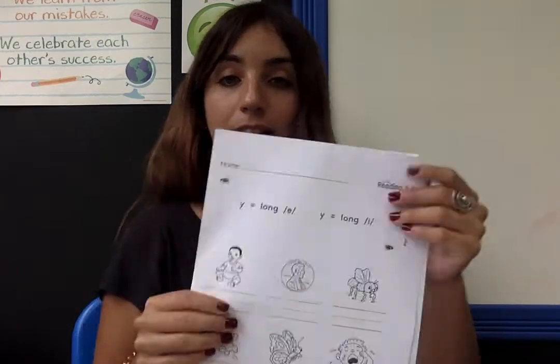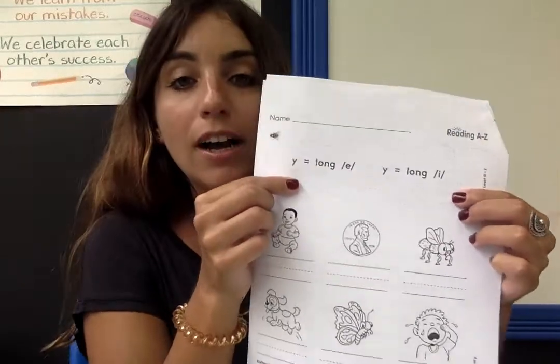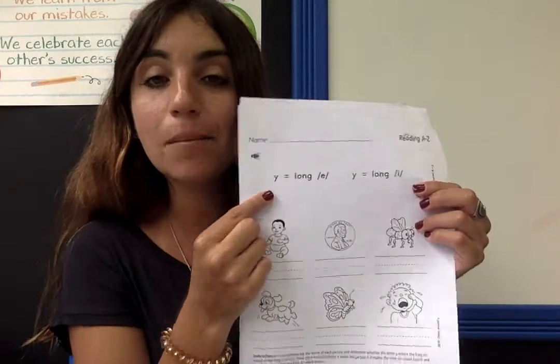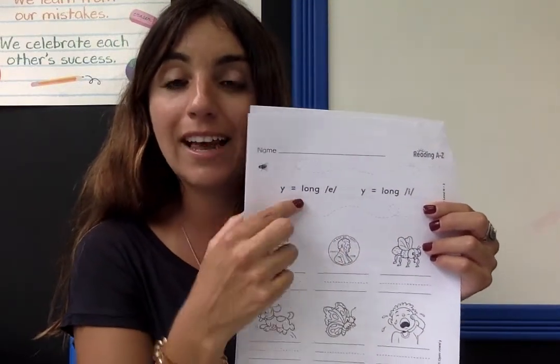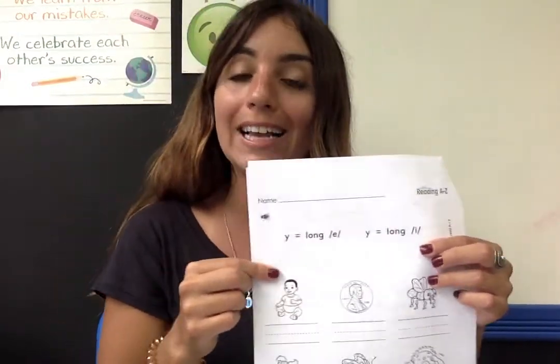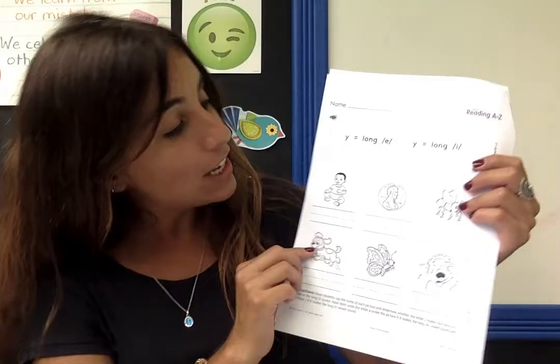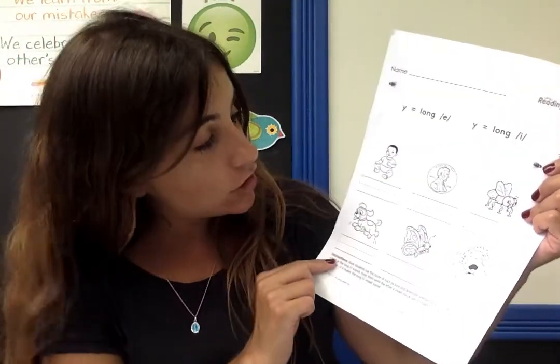The next activity is pretty simple. We have long E's and long I sounds. So they both are Y sounds, but sometimes a Y has a long E sound, like E, and sometimes a Y has a long I sound, like I. So we need to decide which one is which.